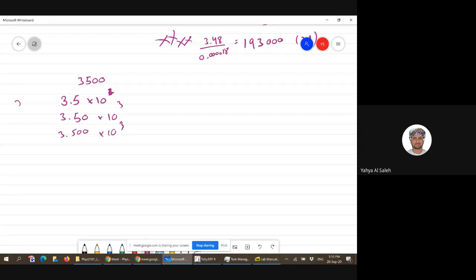This is to 2 SF because I've written 3.5. This is to 3 significant figures because I wrote 3.50. And here, it's 4 significant figures because I wrote 3.500. Okay, but still this is not infinity significant figures. It's 2, 3, and 4.